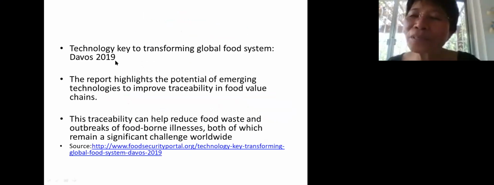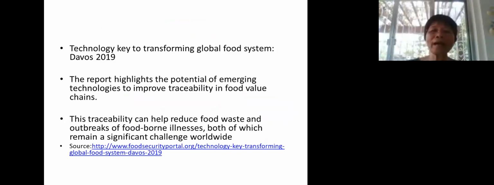This is in Davos, Switzerland, during the World Economic Forum that was held very recently in 2019. I am going to share with you what their solutions are for food insecurity, and they call it technology. The report highlights the potential of emerging technologies to improve the traceability in food value chains. I will let you know what the meaning of that is.